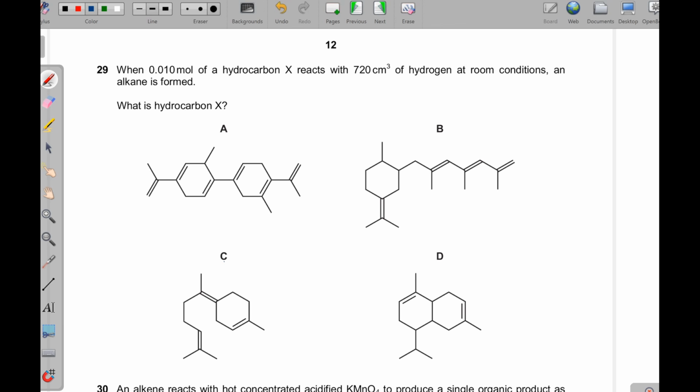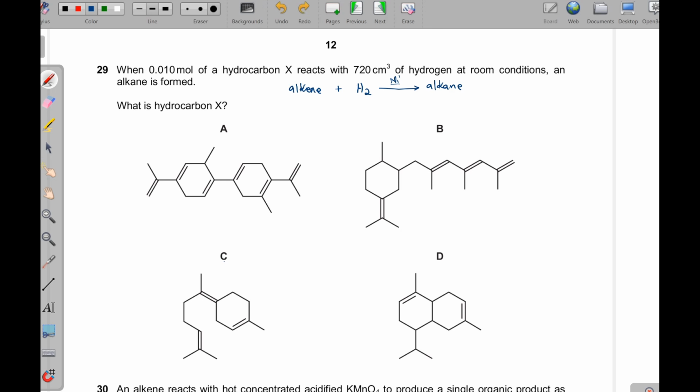Question 29. When 0.010 moles of hydrocarbon X reacts with 720 cubic centimeters of hydrogen at room conditions, an alkene is formed. Now, to form an alkene, that means we are having an alkene plus hydrogen, under nickel as a catalyst, and then you'll get an alkane. This one is unsaturated, then this one becomes saturated.